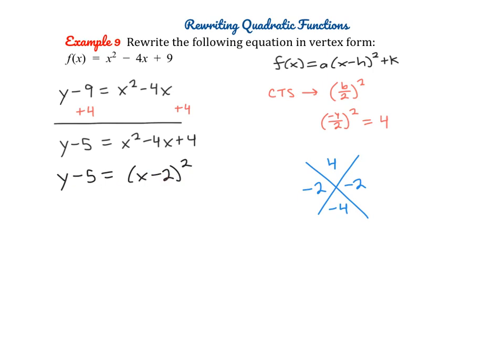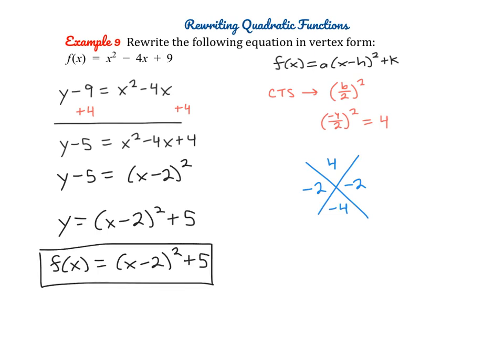So you can see that now this looks very similar to this. We have our x minus h squared. All you have to do is move this value to the other side. So we're going to add 5 on each side, and we get y equals x minus 2 squared plus 5. And if you'd like, you can even write it back with the function notation. And now we have something that's going to be a lot easier for us to graph. We can see that the vertex is at 2, 5.